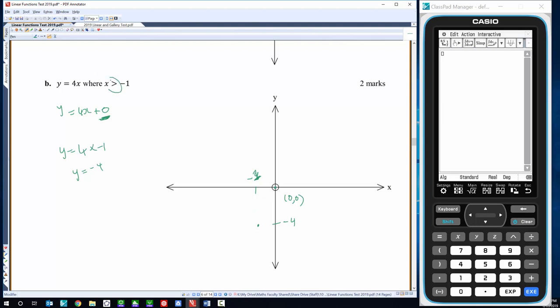Now note that we're not going to accept that value. It's got to be more than it. So that has to be an open circle. And from there, it's going to run through the origin and continue indefinitely for the positive values of x.